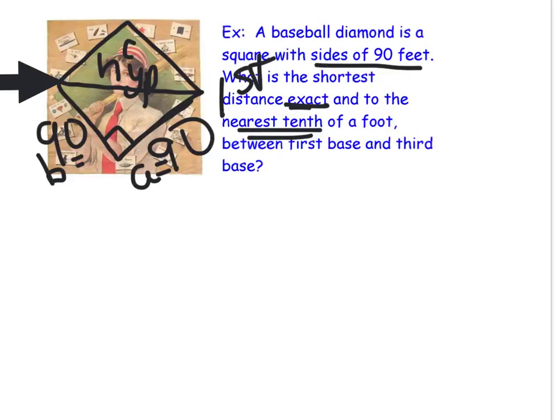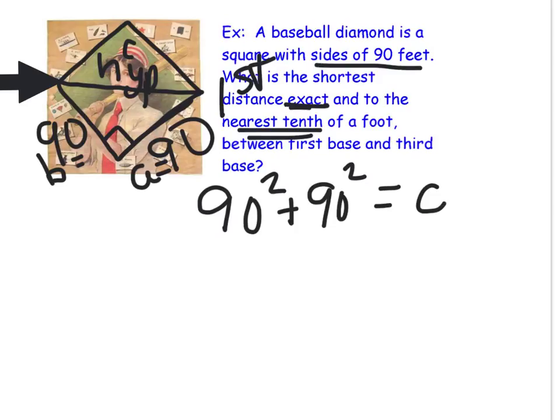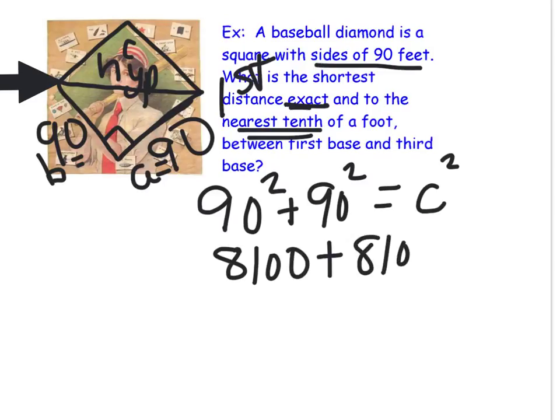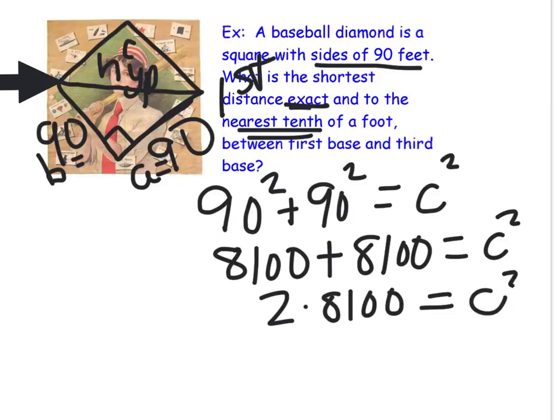All right, let's start it out. Plug it in. We've got A squared, so 90 squared, plus 90 squared equals C squared. 90 squared, 8,100 plus 8,100 equals C squared. I'm going to show you an awesome little trick. 2 times 8,100 equals C squared. Square root it.